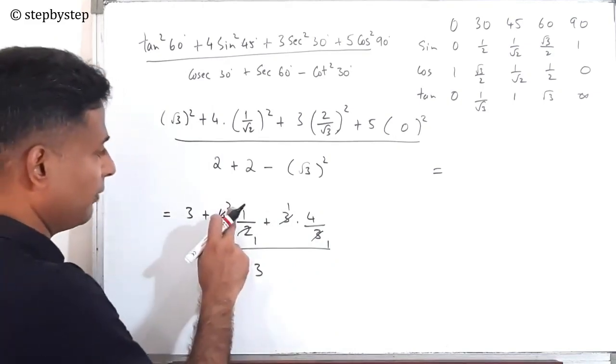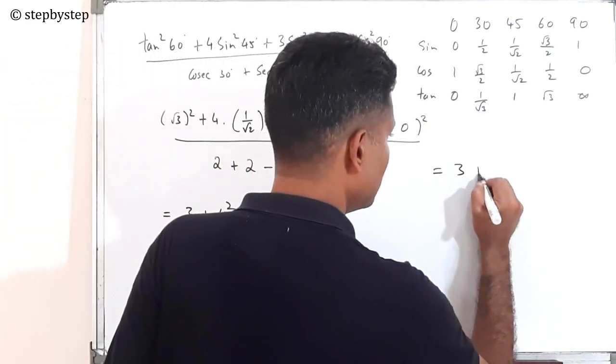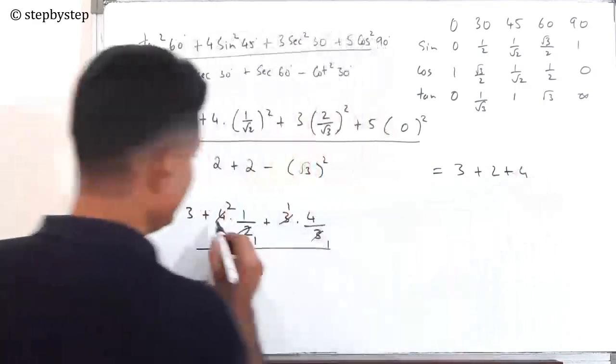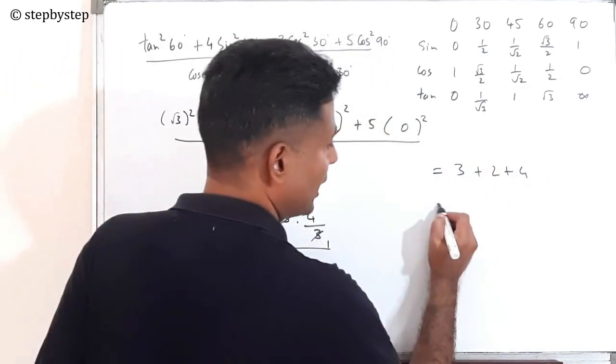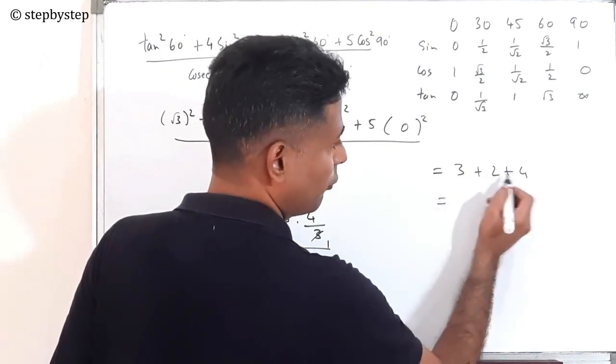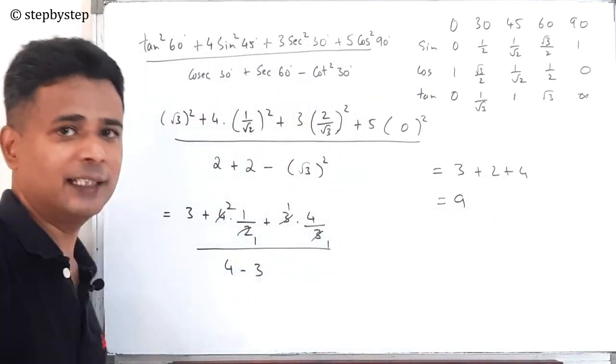So directly we have 3 plus 2 plus 4, right? By 4 minus 3 is 1, anything by 1 is itself. So the answer is 3 plus 2 is 5, 5 plus 4 is 9. So 9 is the answer.